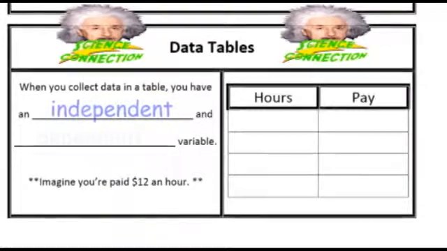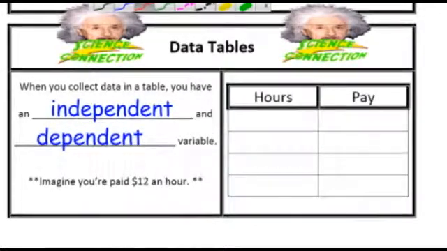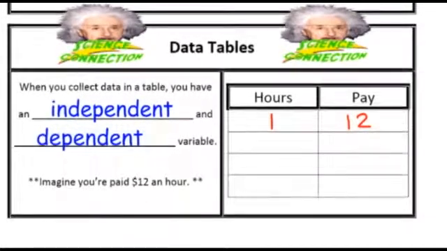Let's talk science for a second. When we do a lab, we usually collect data. We have an independent and a dependent variable. The independent variable is usually something we record or something we control, and the dependent variable is something that we then record. So for example, if you worked at a job that paid $12 an hour, if I worked 1 hour, I would get paid $12.